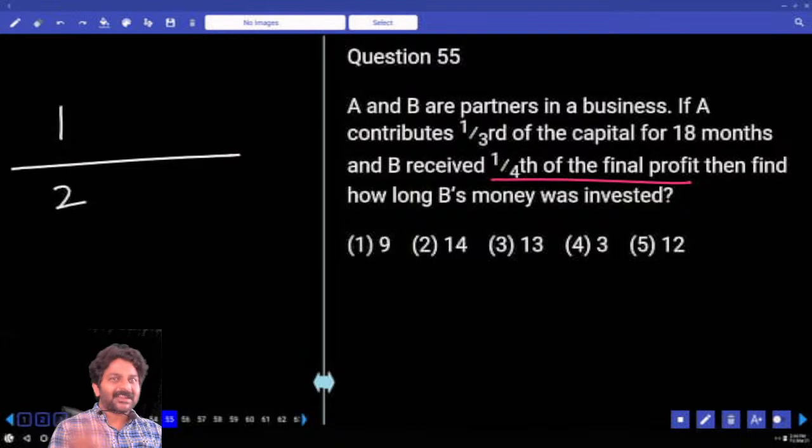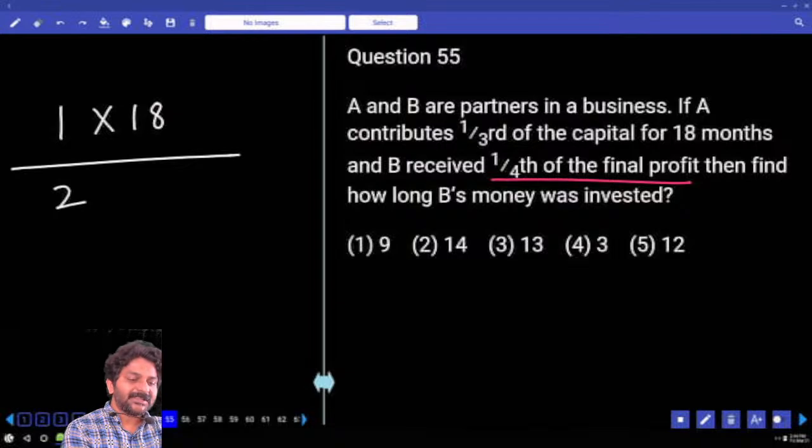1/3 and 2/3, the 3 gets cancelled. That I don't want to consider. A invested for 18 months. B is there for B number of months. Let's assume like this. Is that okay?